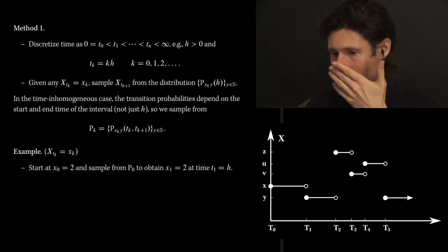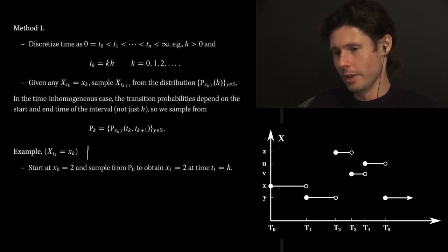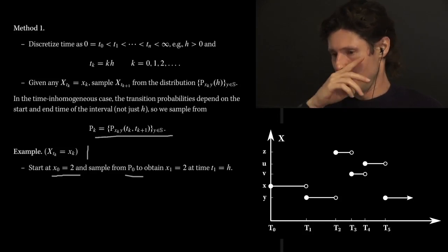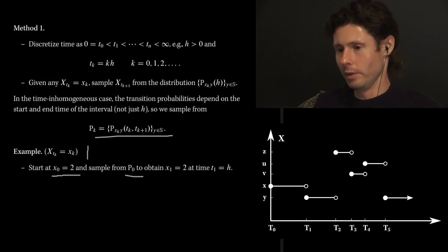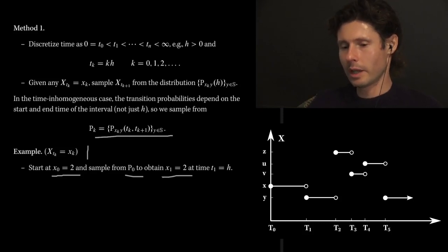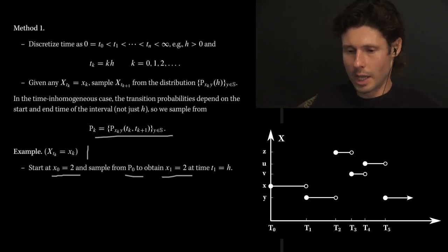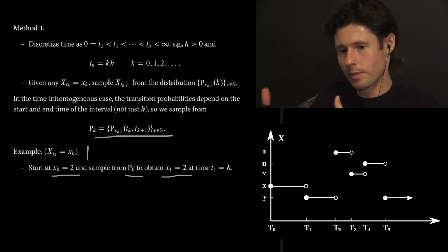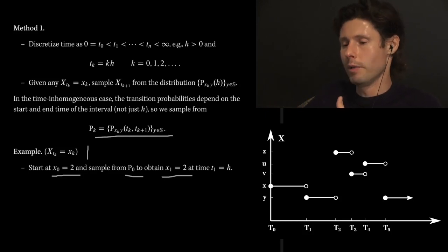Here's an example. So X(t_k) is going to correspond to a value x_k. And suppose we start at x_0, which is equal to 2. So you can imagine maybe the picture below me starts out at the value 2. And in that case, I'm going to sample from P0. P0, you can see, is the probability distribution for the very first interval, right? The one that starts at 0 and ends at h. And suppose that when I sample this thing, I get 2 again, right? Which is likely going to happen because the continuous time Markov chain looks like a step function. So we're going to have to stay on the step for a little while before switching over, right?